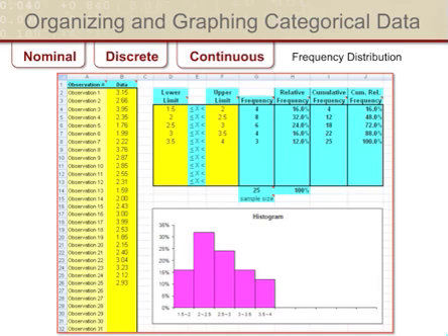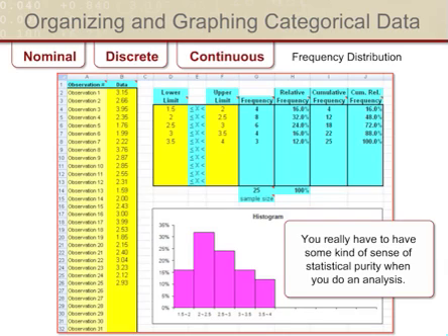Now you can actually get a completely different picture if you mess with the intervals. They say a picture paints 1,000 words, and boy, can you ever distort that picture. One of the things I always like to emphasize to people is that you really have to have some kind of sense of statistical purity when you do analysis. My intent is never to deceive, but to unveil and disclose, so people can see the truth. They can draw their own conclusions to some extent, but they need to see the truth.